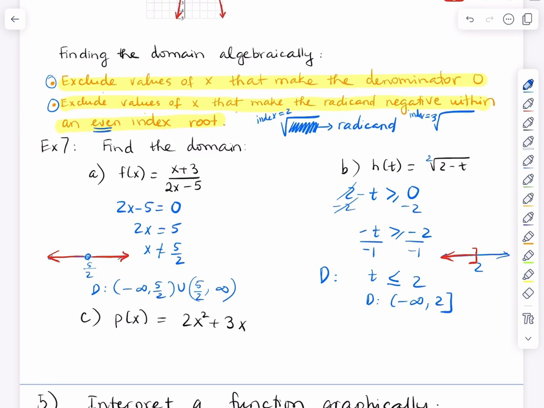Last but not least, we have p of x is equal to 2x squared plus 3x. Now, this one doesn't have a fraction, and it also doesn't have any kind of root, no radicals. So therefore, there should be no restrictions. Therefore, the domain would be all real numbers, or negative infinity to positive infinity.